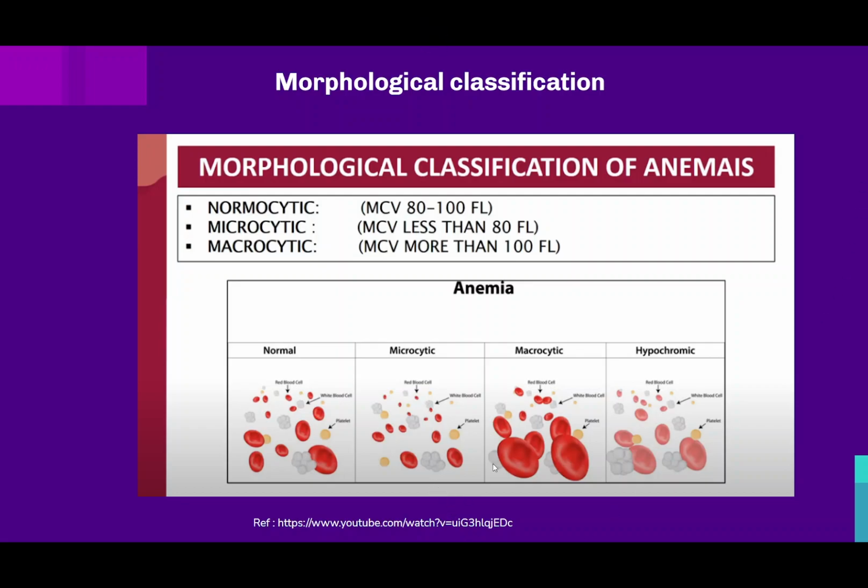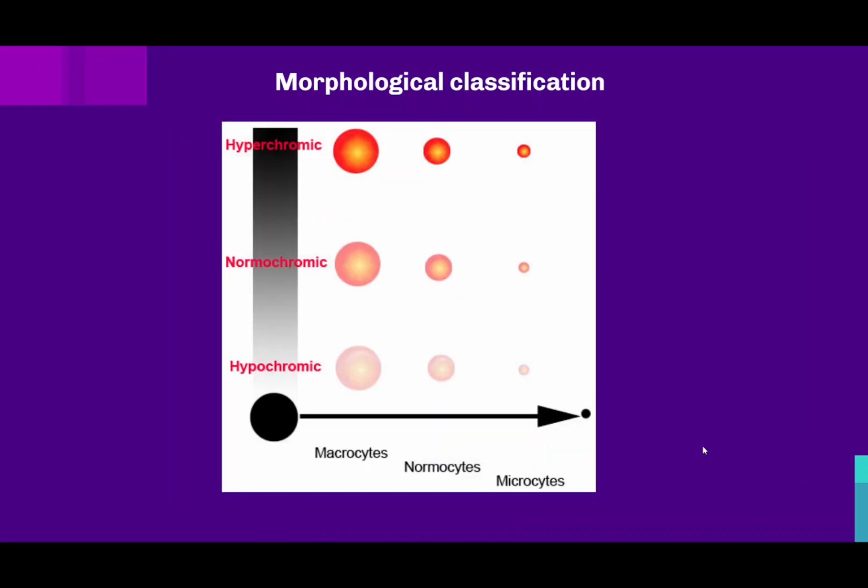You can see from the diagram here, the normal is the normal color, normocytic. Microcytic is the smallest size, and the macrocytic have the large size. Hypochromic means the red cells become pale, with less color. So the morphological classification is based on the size, either big, normal, or small, and the color. So it has that spectrum.